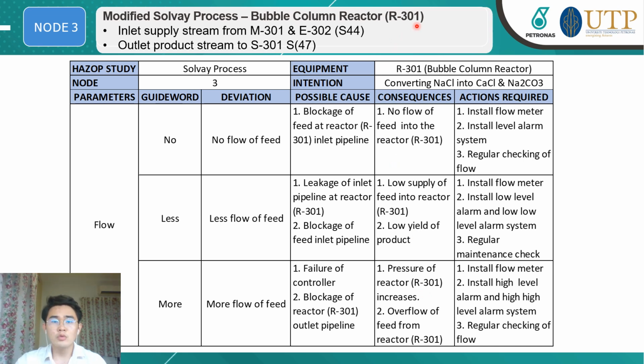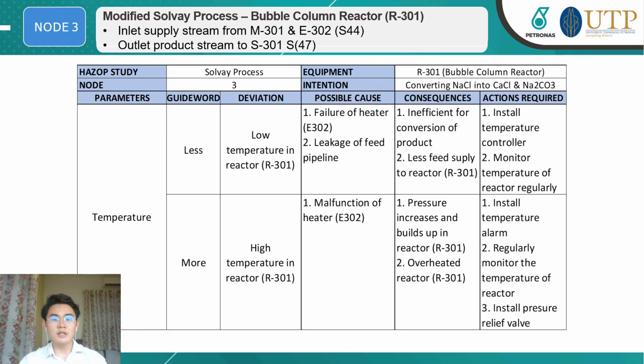So to mitigate this problem, emergency alarms such as level alarms are to be installed and proper regular maintenance is to be applied. In terms of temperature, it will most likely deviate to either low temperature or high temperature due to malfunctioning of the controller or heater. This will bring consequences such as overheating of the reactor and or overpressure, which may lead to explosion. Emergency alarms such as temperature alarm and pressure valve should be installed to prevent this.